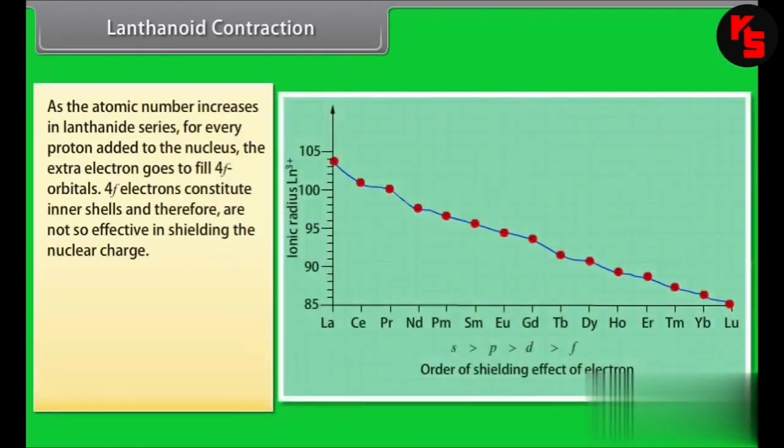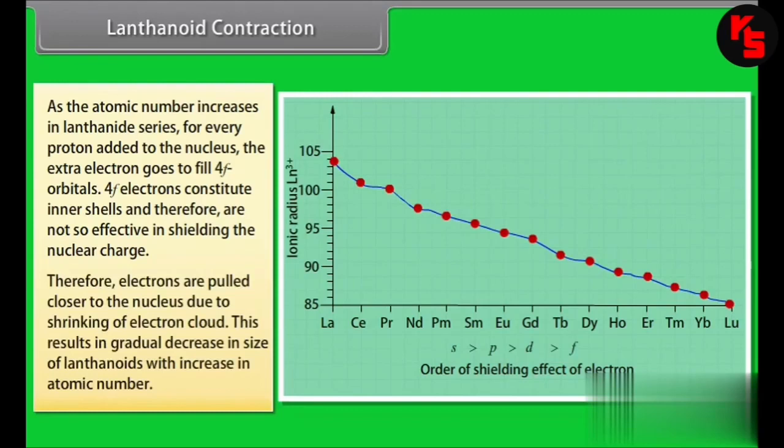As the atomic number increases in lanthanide series, for every proton added to the nucleus, the extra electron goes to fill 4f orbitals. 4f electrons constitute inner shells and therefore are not so effective in shielding the nuclear charge. Therefore, electrons are pulled closer to the nucleus due to shrinking of electron cloud. This results in gradual decrease in size of lanthanoids with increase in atomic number.